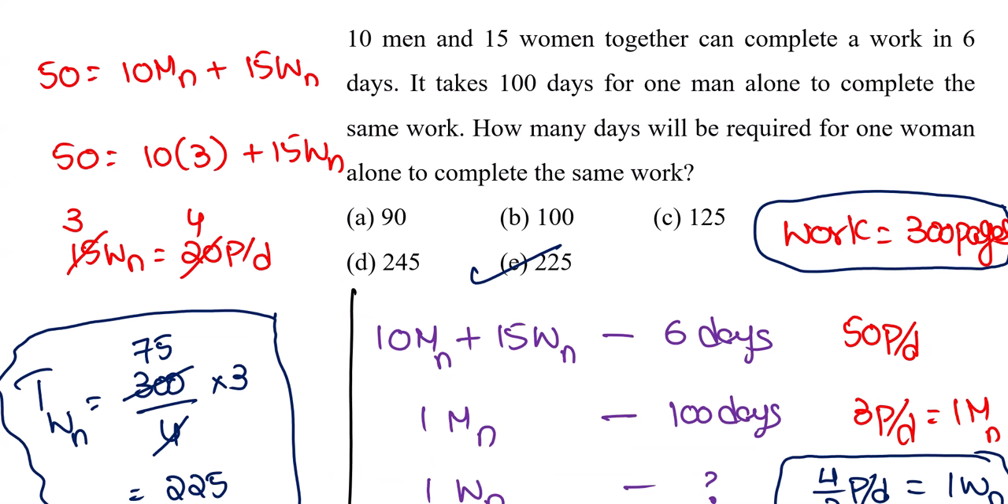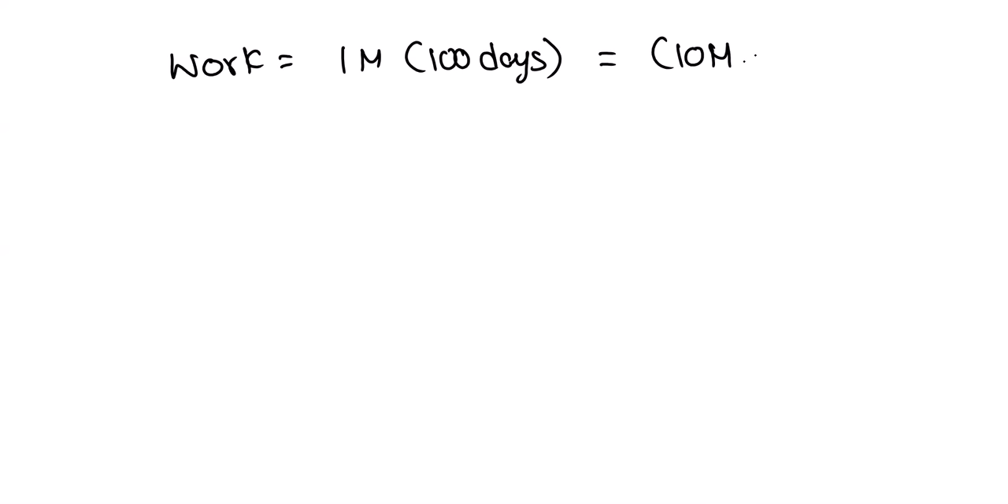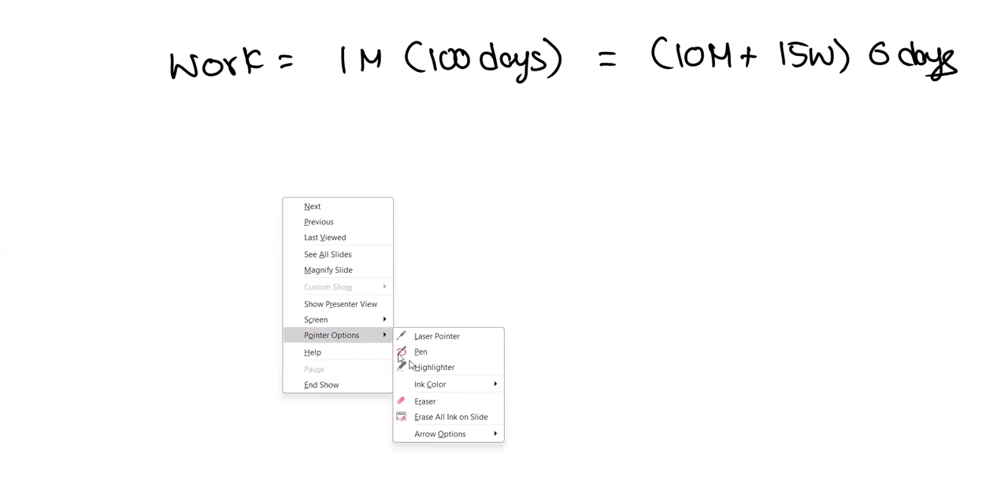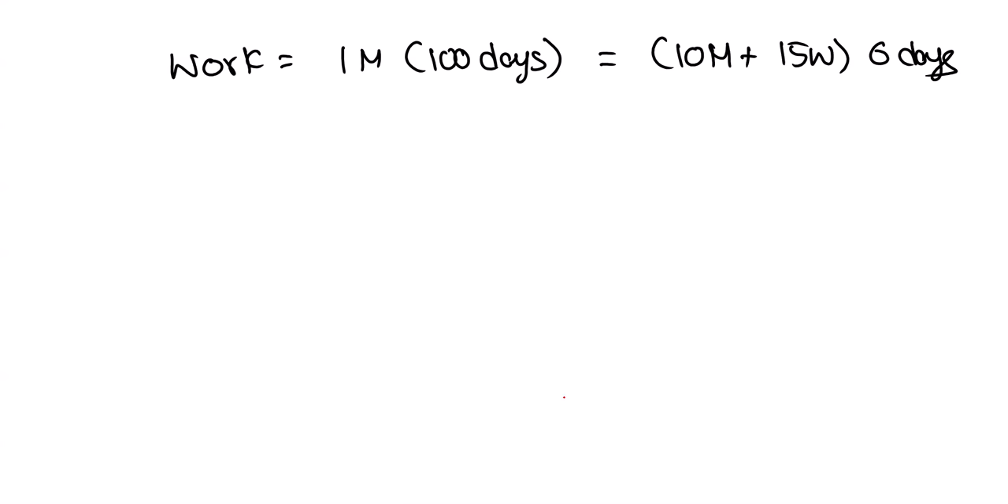The other way we can do it: work is the same, whether men are doing it or women or a group. One man working 100 days completes the work, or 10 men plus 15 women working 6 days complete the work. These two are equal. Now we can find the relation between these two. I'm dividing by 5, 20 times, this is 5 2 times, 5 3 times, and this is 2 3 times, 2 10 times.